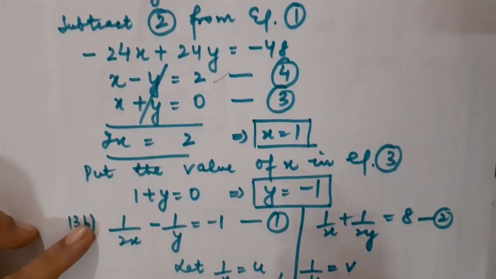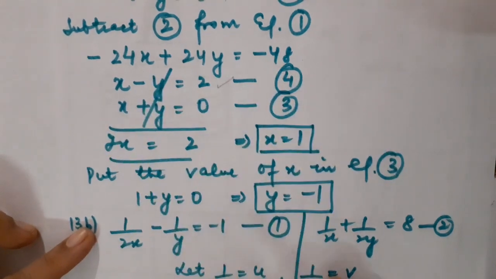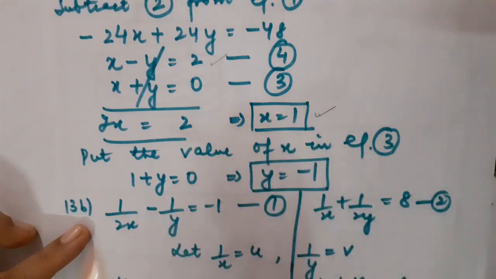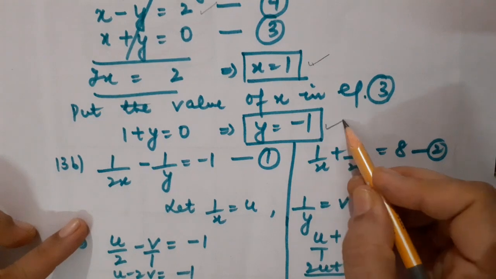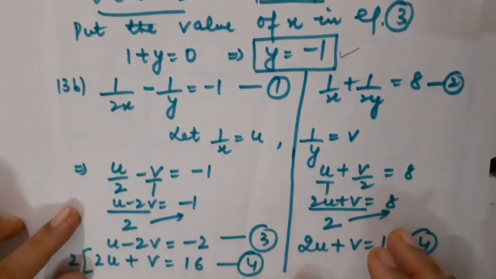Fine. Then of course elimination is applied, because minus y and plus y are going to be cancelled. So the value of x is 1. Put this value in either of the two equations and the value of y is minus 1. Correct? Now children, in the second part, just check.